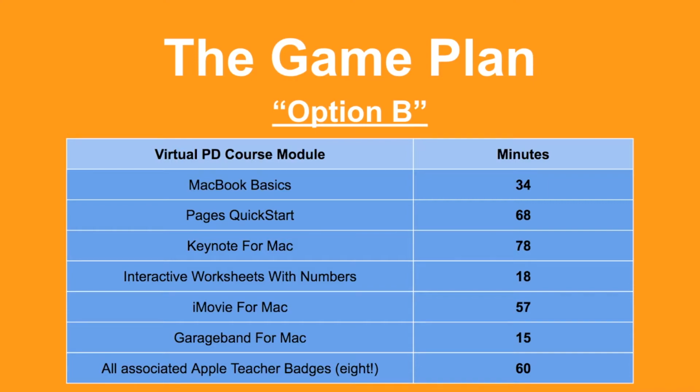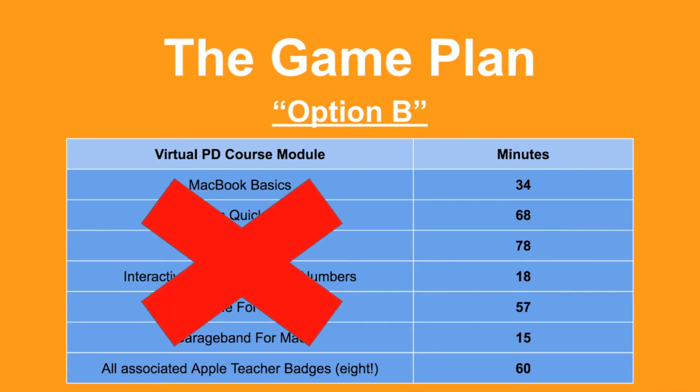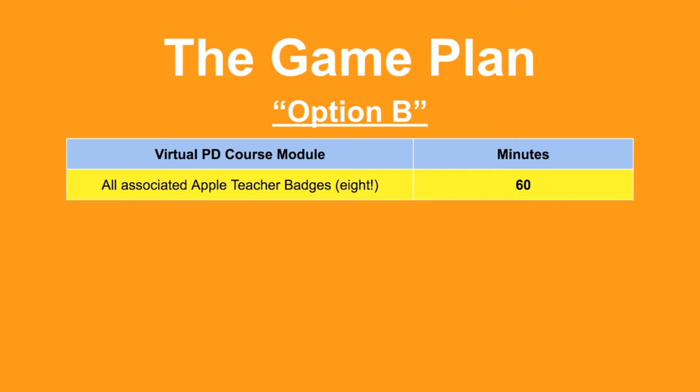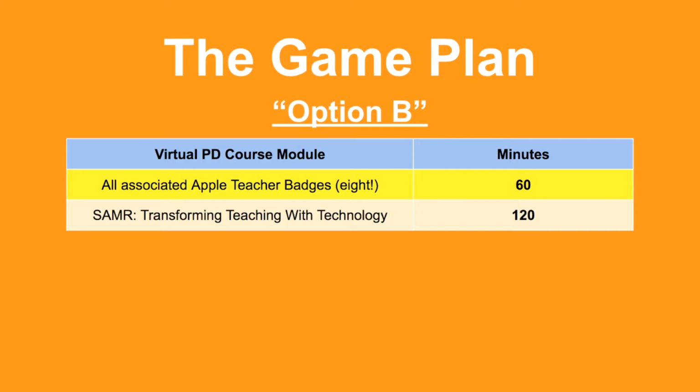So here's option B. First, rather than complete 4.5 hours of Kite Learning modules on Apple software, you'll head directly to the Apple Teacher Learning Center and you'll complete the mini quizzes to earn all 8 badges. You'll get to bypass all of the Apple Kite Learning modules and you'll complete your first hour of PD simply by earning those badges.